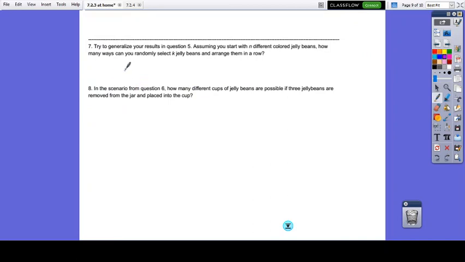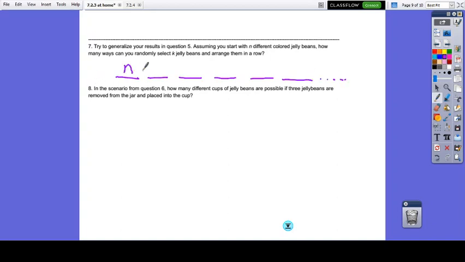try to generalize your results in question 5. Assuming you start with n different colored jelly beans, how many ways can you randomly select K jelly beans and arrange them in a row? So if you start with N jelly beans, okay, so we're making this prediction. We don't know how many of these we're going to have, okay?